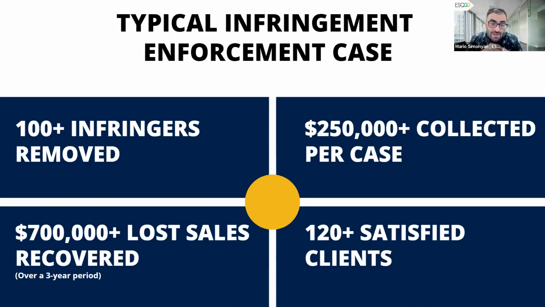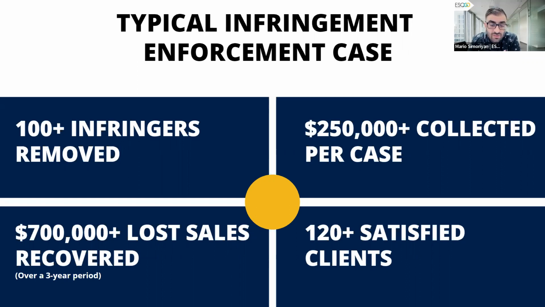On average, you're looking at recovering 700 plus, so over $700,000 in a 3-year timeline from lost sales. We don't get a penny of that. That all comes down to you, but that's one of the benefits. And how we calculate that is if you've got just 100 infringers and each one is selling about a $25 product, selling about 10 units a month, not a day, but a month. And over a 3-year period, you're looking at 700 plus.